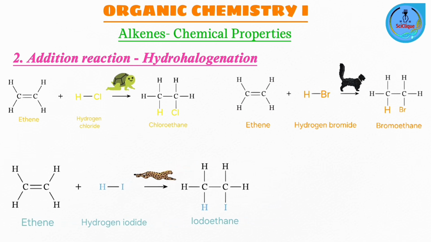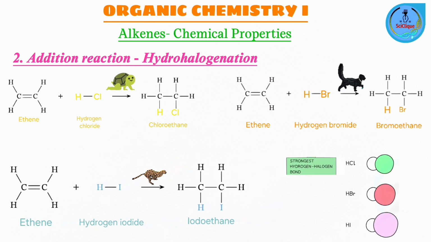Now the reason is because you're going to have differing strengths in the bond between hydrogen and the halogen. Okay, so let me start with the hydrogen iodide. The bond between hydrogen and iodine in hydrogen iodide is the weakest, okay? So what happens is that when it reacts with ethene, it only needs just a little bit of energy for it to break down, to dissociate, and then react with ethene. So it makes this reaction more reactive.